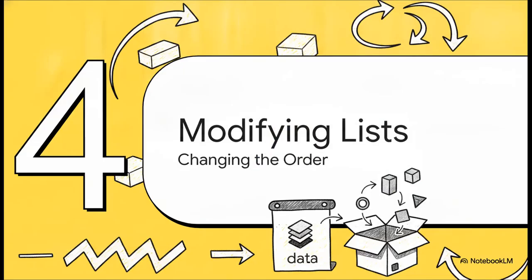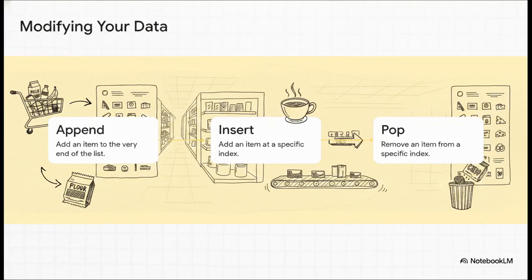Section 4, modifying your Python lists, or changing the order. A real grocery list changes as you walk down the aisles, right? Well, Python lists are dynamically designed to do exactly the same thing. We can manipulate our data using built-in commands. For example, we can use append to stick flour directly onto the end of the list. We can use insert to slide T right into the middle at a specific index. And we can use pop to remove chips entirely out of the list based on its index. And the best part? The list instantly resizes itself.